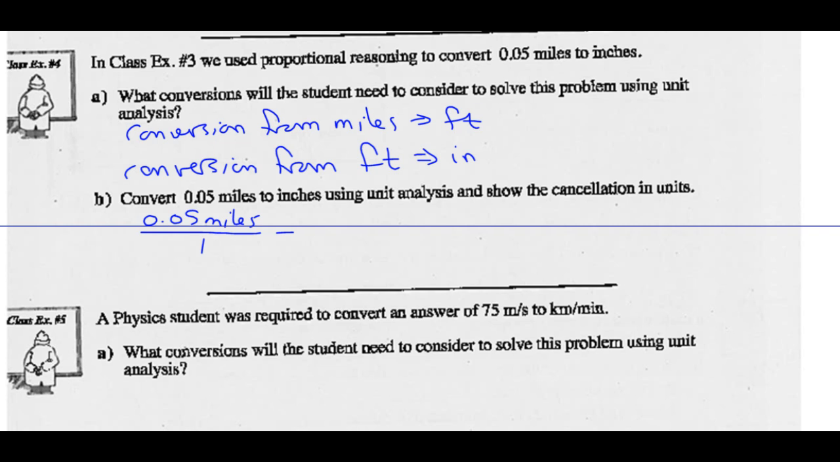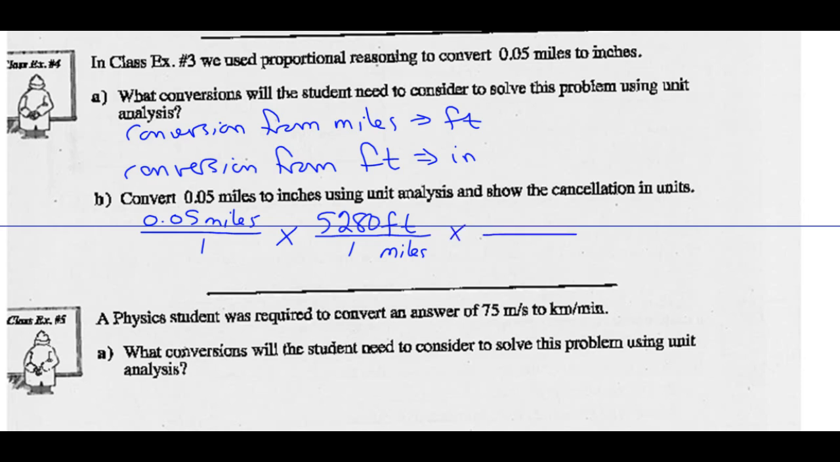Multiply by the conversion of miles to feet. So if I want my miles to get canceled out, I want to put my miles down here in my denominator. That means the feet have to go up here in the numerator. So we know your conversion from the formula sheet. 1 mile is 5,280 feet. And now I want to convert feet to inches.